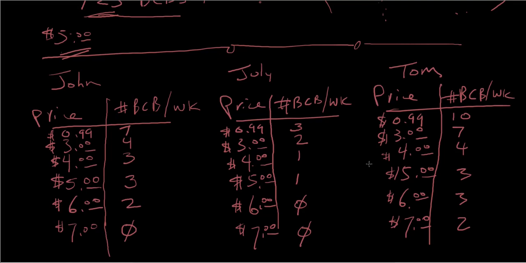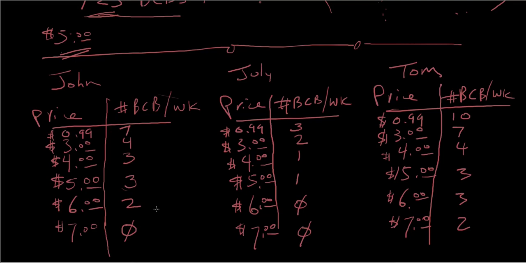So again, by definition and by construction, these represent the demand for bacon cheeseburger for John here. This is the price and corresponding quantity demanded pairs, by construction, right?